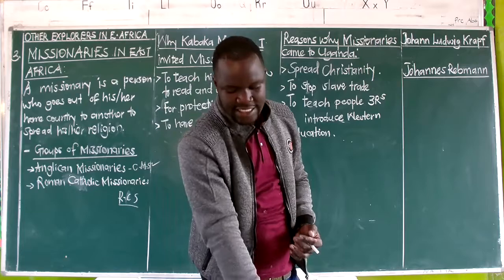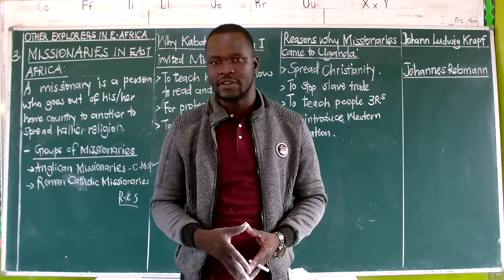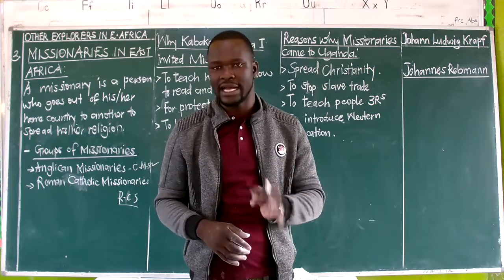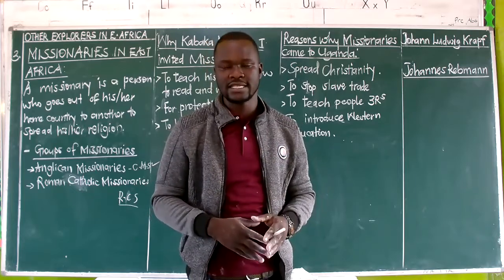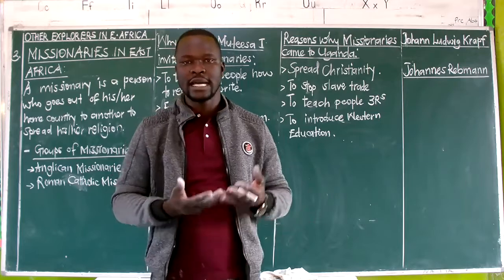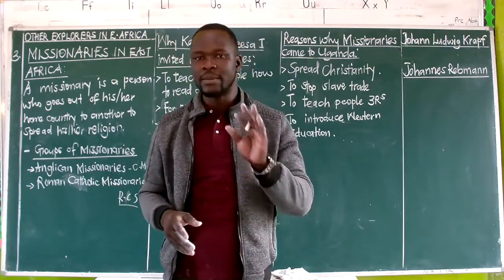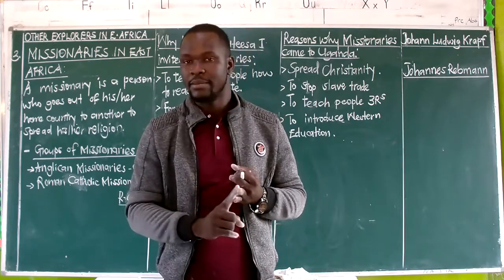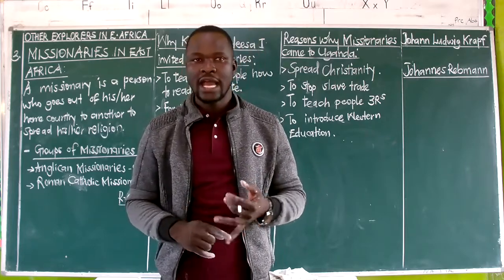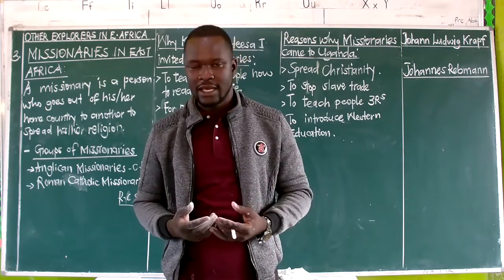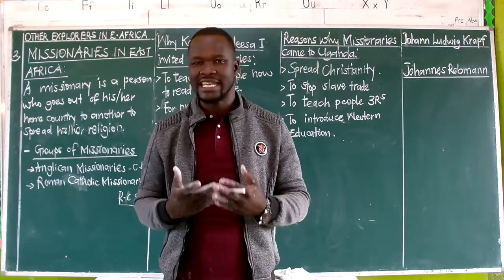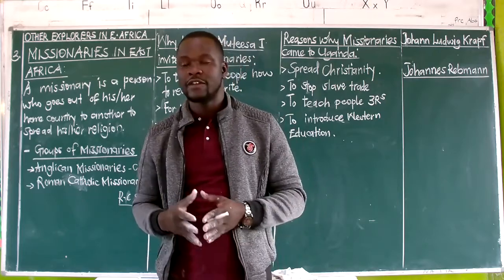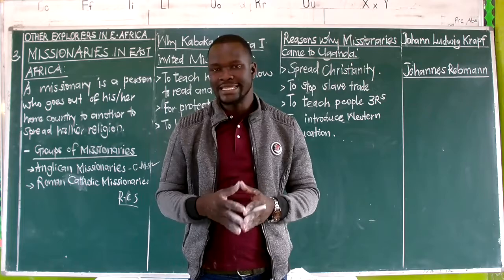Now we are going to look at the effects of the coming of these missionaries. And these effects, we are going to group them in 2. Like I've always told you, when we talk of effects, we are looking at the outcomes, what happened, and always these things come in 2 ways. There are those that become good, and there are those that become bad. Those which are good are the ones we call positive effects. The ones which are bad are the ones we call negative effects. We are beginning with the positive effects of the coming of the missionaries to East Africa.